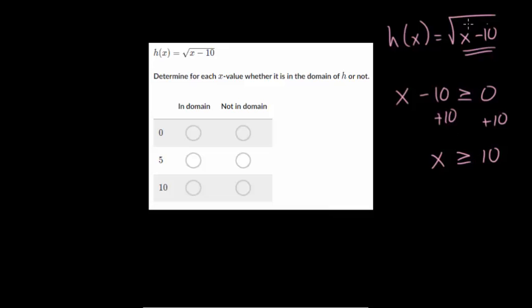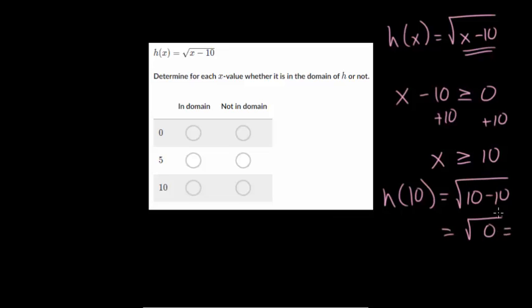It can be equal to 10, because if we put 10 into the function, we get the square root of 10 minus 10, which is the square root of 0, which we know from above is just equal to 0, since 0 times 0 gives you 0. And this point right here we can conclude is in the domain, but the numbers less than 10 are not going to be in the domain.